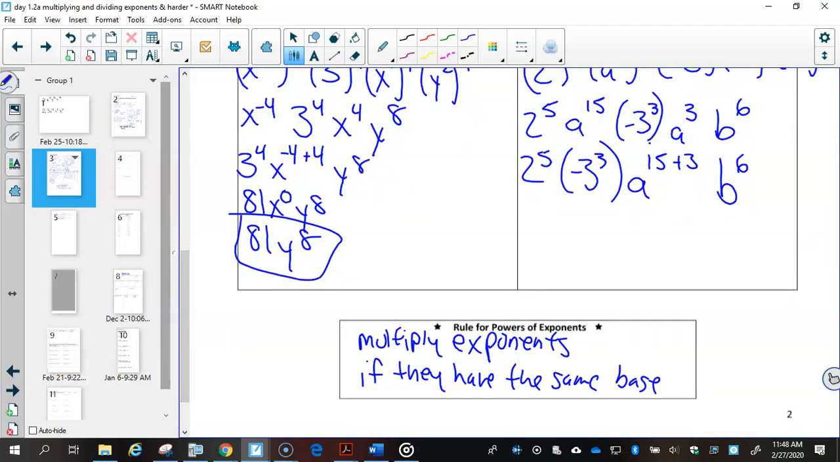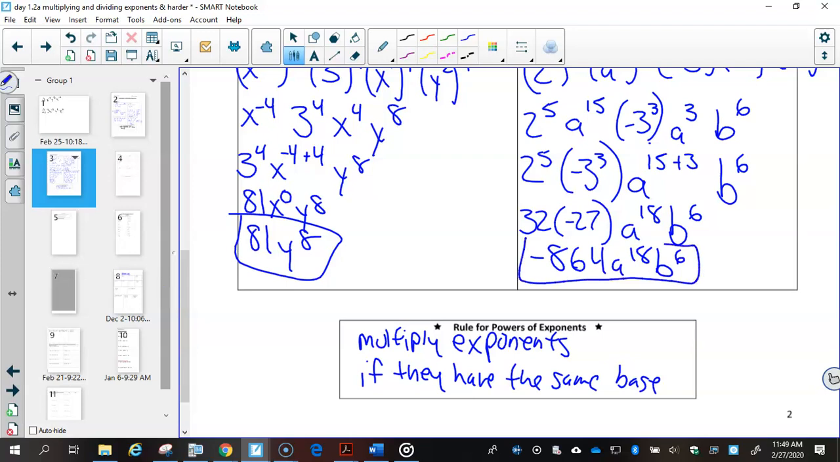What is 2 to the 5th? 32. What is negative 3 to the third power? Negative 27. a's new exponent would be 18. So the last thing we need to do is multiply 32 and negative 27. 864. Negative 864. You will get big numbers like this.